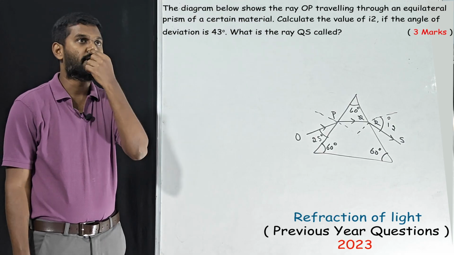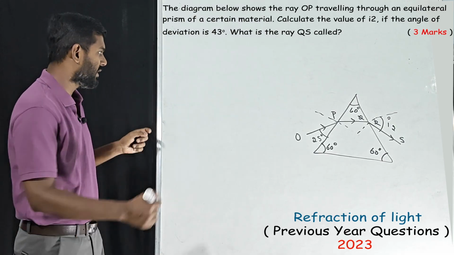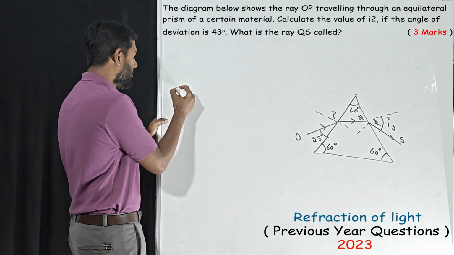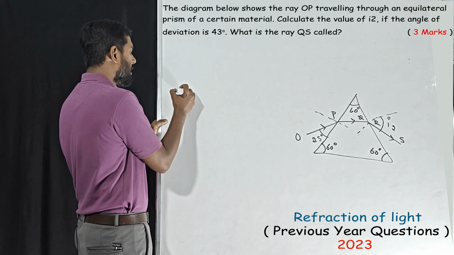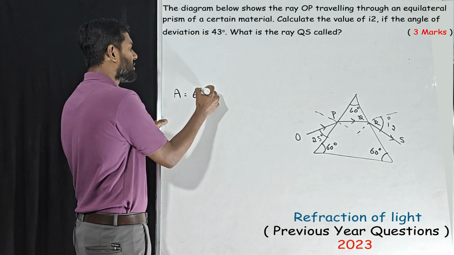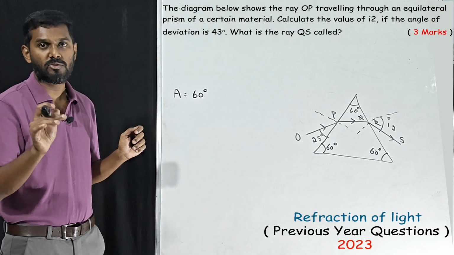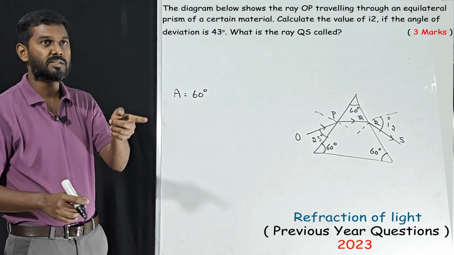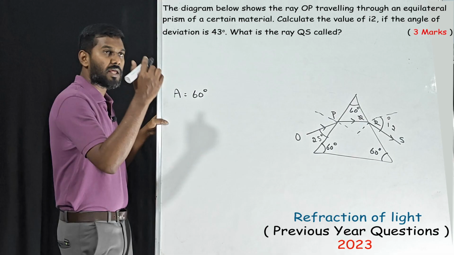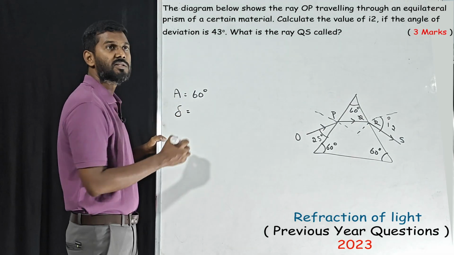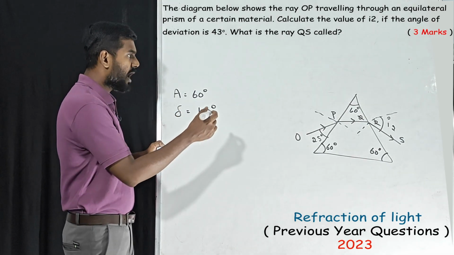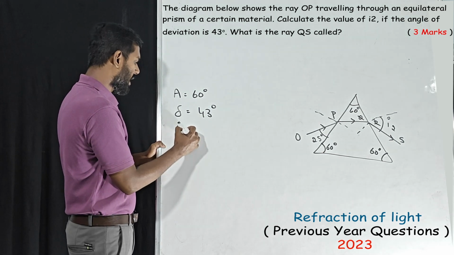Then the angle of deviation is 43. Deviation is also given. See, what are the things given? We'll write it here. First, equilateral prism. Equilateral prism, A will be 60 degree. What is A? Angle of the prism. Why do we need this one? We will get to know because we are going to calculate something. This will be useful. Then angle of deviation is also given. How much is that? That is 43 degree. I2 we have to calculate.